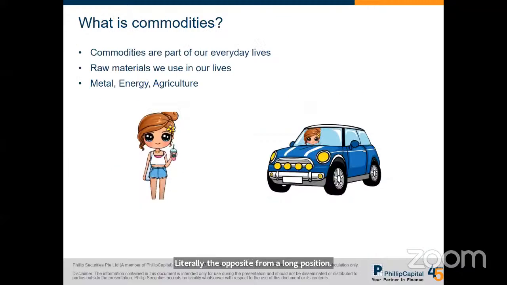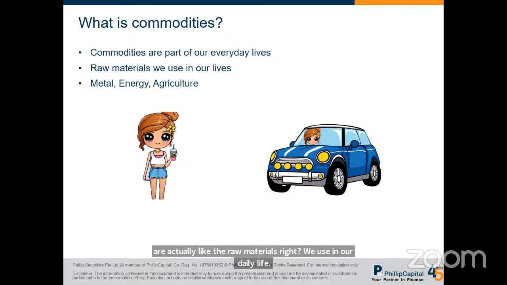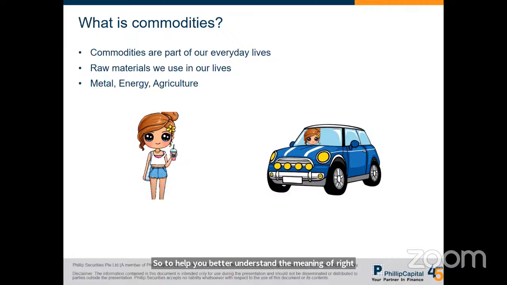So what is commodities? Do you know that commodities are actually part of our everyday life? They are the raw materials we use in our daily life. To help you better understand the meaning of commodities, let us look at the girl in the picture. What is she wearing right now? Her clothes are probably made out of cotton, which is a commodity.